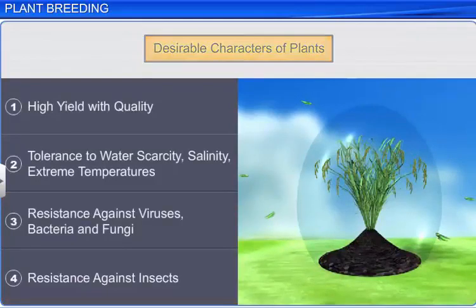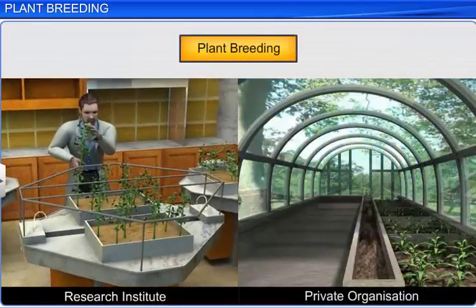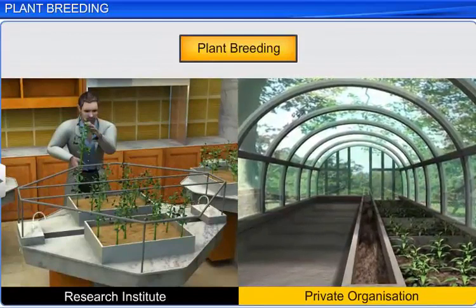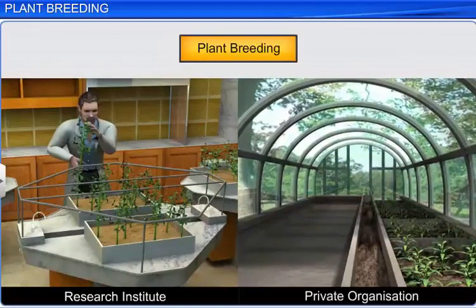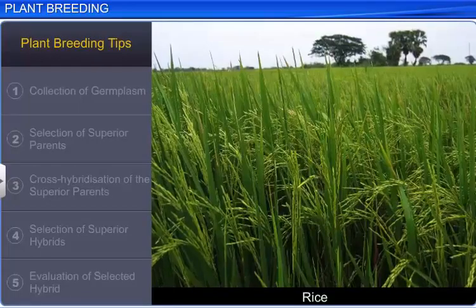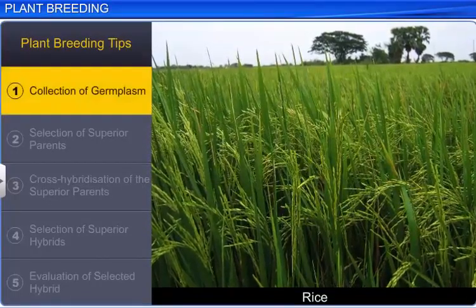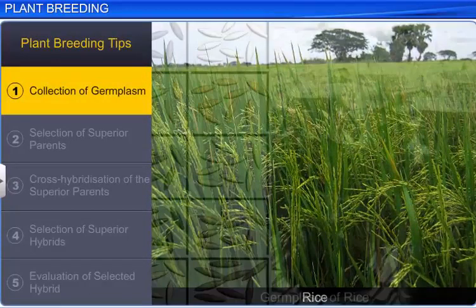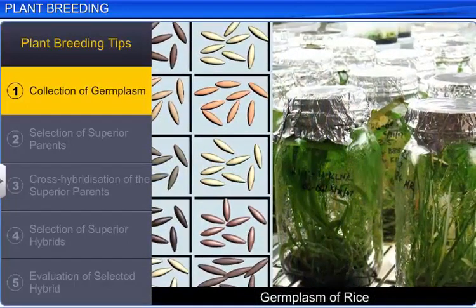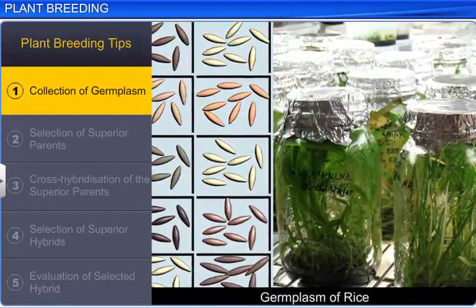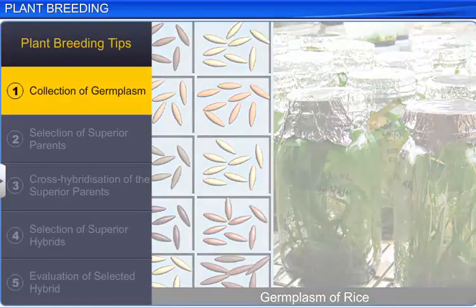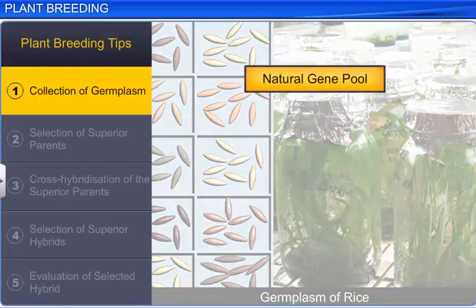Plant breeding is commonly carried out in government research institutes and some private organizations and involves several steps. The first step in plant breeding is the collection of germplasm of a particular crop that is intended for breeding. Germplasm is the collection of all the genes of different varieties of a particular crop in the form of seeds or plants. In this way, the naturally available gene pool can be utilized for breeding.